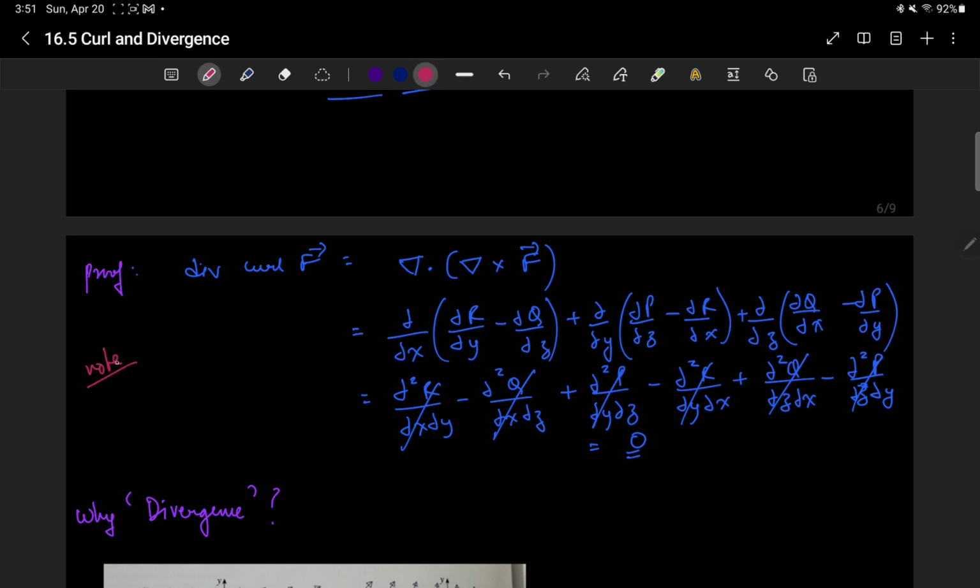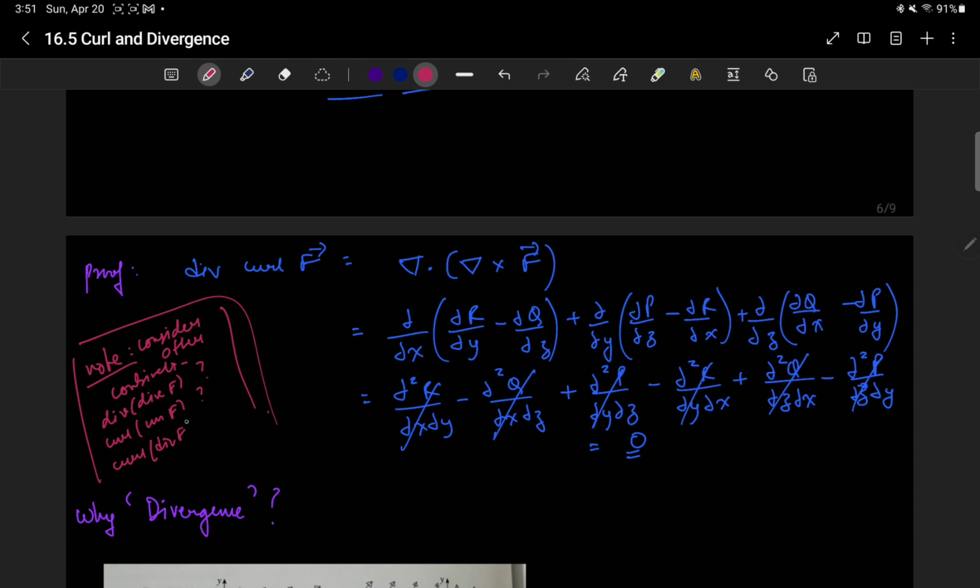Note something here which you may be asked in your exams: consider other combinations, right? So does divergence of f mean anything? Does curl of f mean anything? So this was divergence of curl of f. What about curl of divergence of f? Or what about curl of f and things like that?